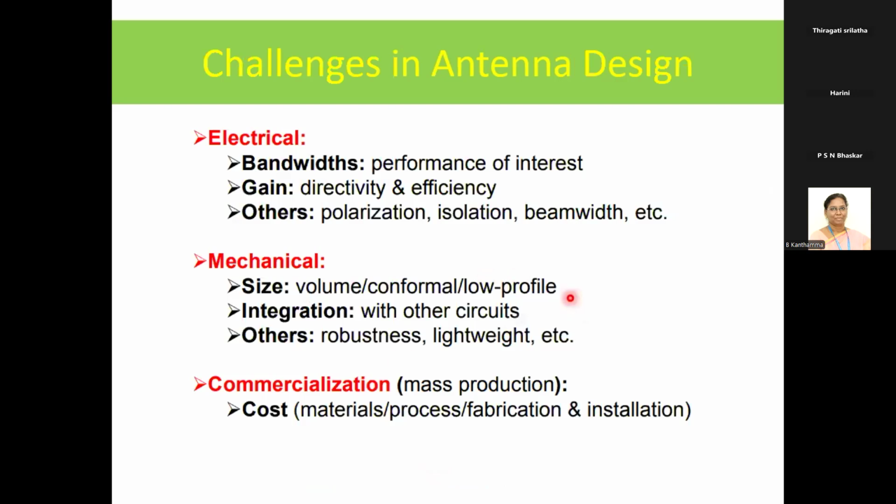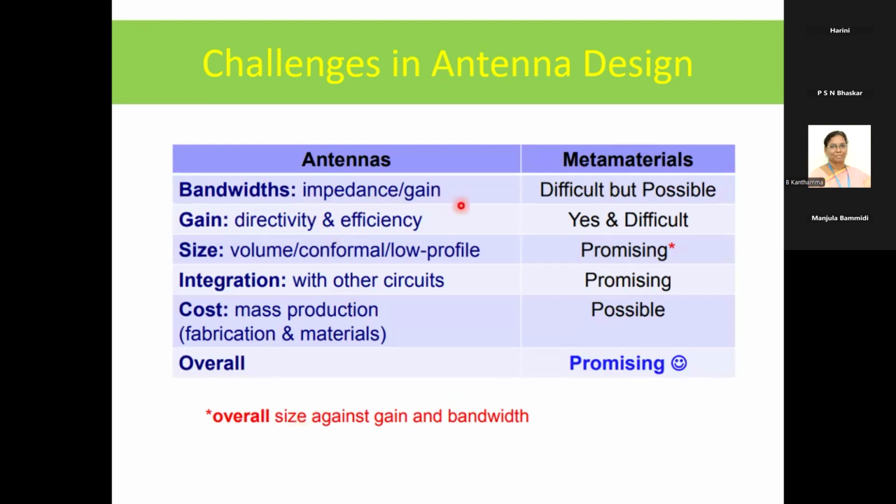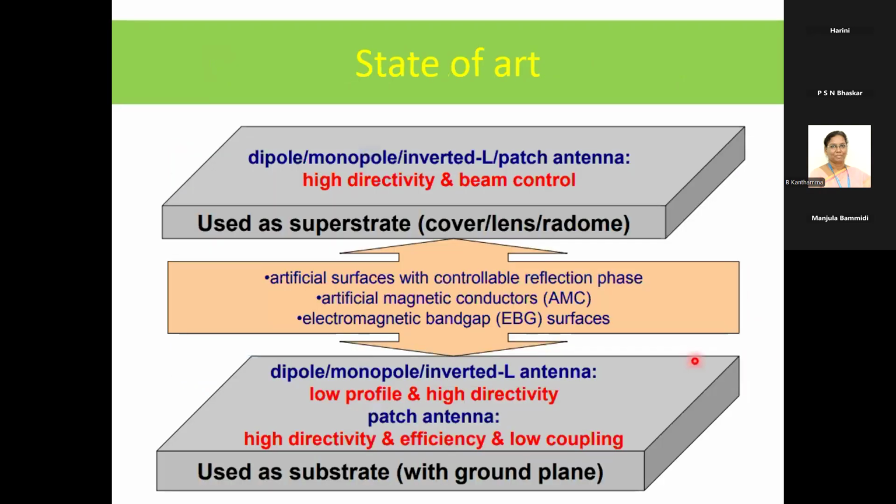Now, what are the challenges we mentioned in the antennas? One, we call it bandwidth and gain, and the other is size, integration, and cost. These are the limitations we want to overcome by the application of either metamaterials or AMCs. Is it possible or not? For antennas, bandwidth and gain is difficult but possible. Size and volume are promising, integration is promising, cost is possible, and overall you can use these AMCs and metamaterials for antenna applications.